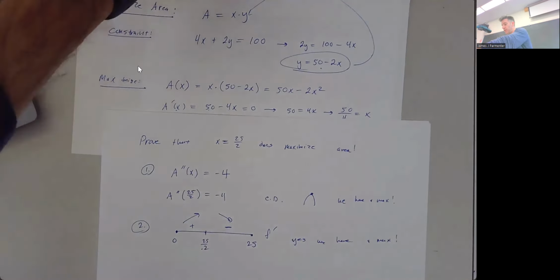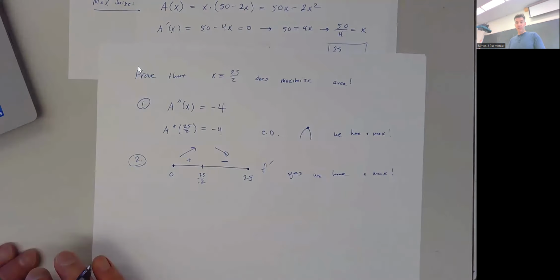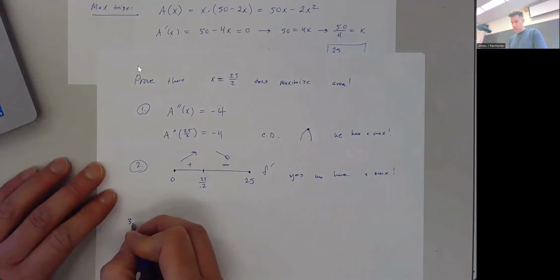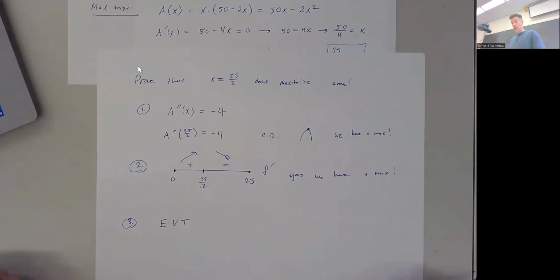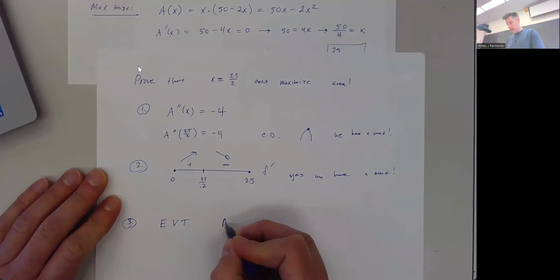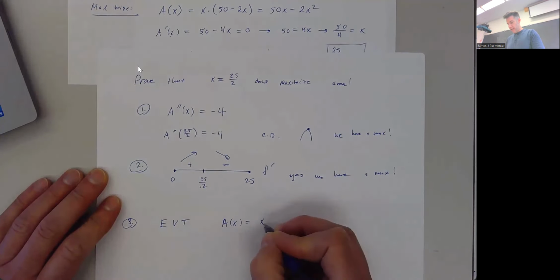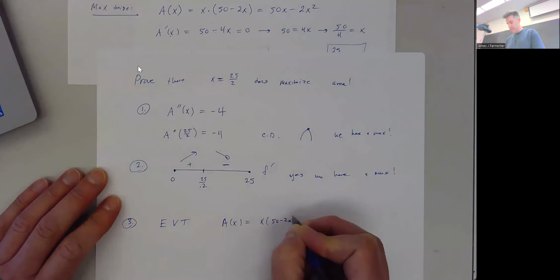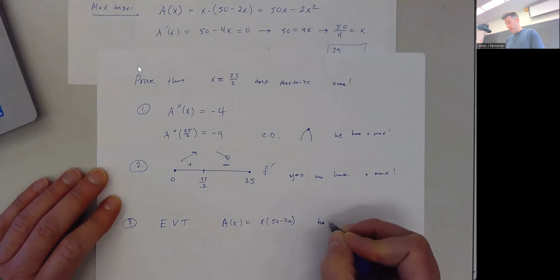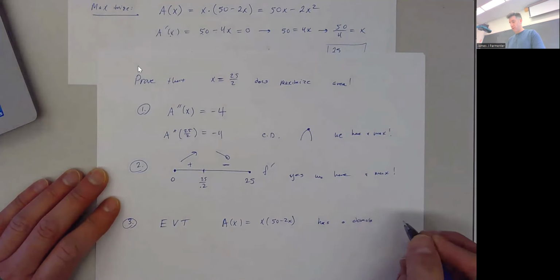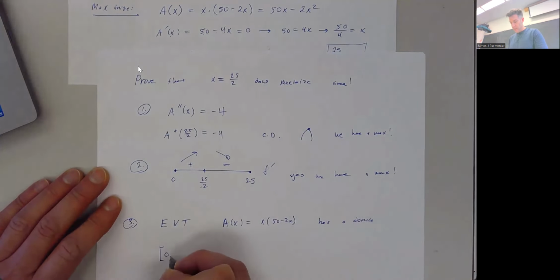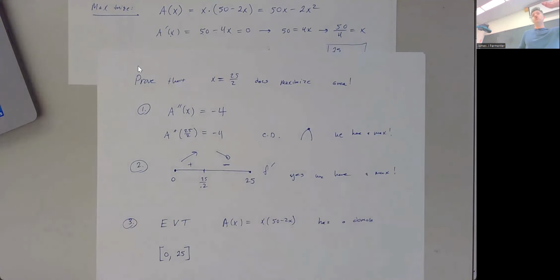The third option, which is not always an option, but it is an option here, is to use the extreme value theorem. And to say, oh, look, my function A of x equal to x times 50 minus 2x has a natural, or implicit, domain of 0 to 25. It is a continuous function on a closed interval.